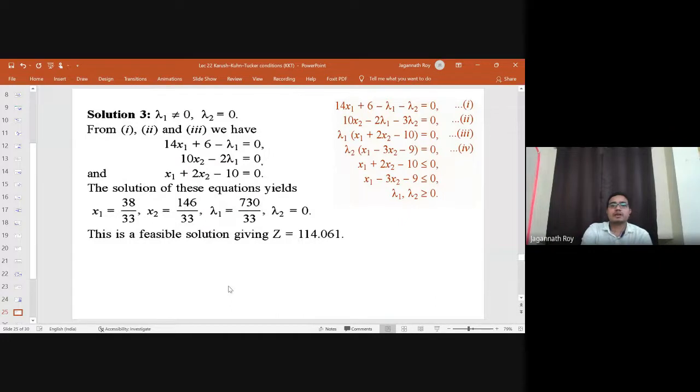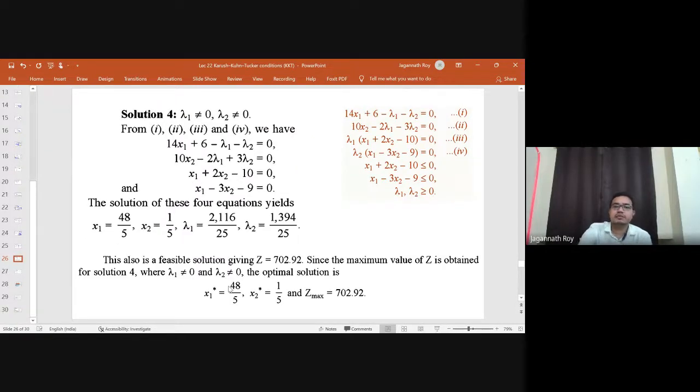The third case that we have is if this lambda 1 is non-zero and lambda 2 is 0. Again, we have three equations, three variables. Solve it, try to find the solution. Yes, now we can find this is a feasible solution. We can claim it a feasible solution. It satisfies all the non-negativity conditions. And we find out the z value is this one.